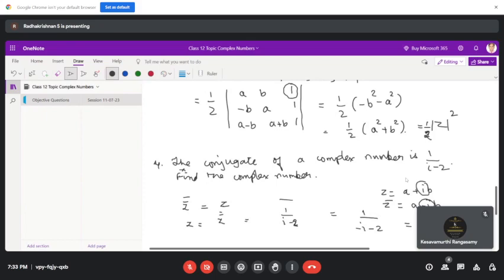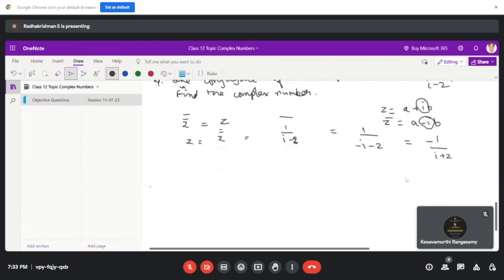Root 3 plus i the whole cube. Given as z equal to root 3 plus i the whole cube, 3i plus 4 whole square by 8 plus 6i whole square. That's right. Then you are asked to find the modulus of z.